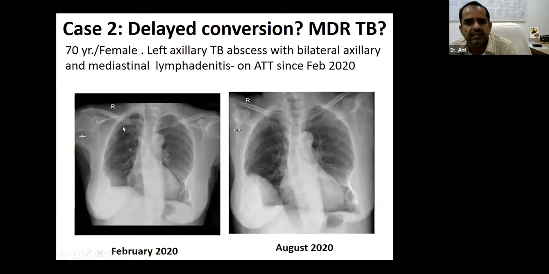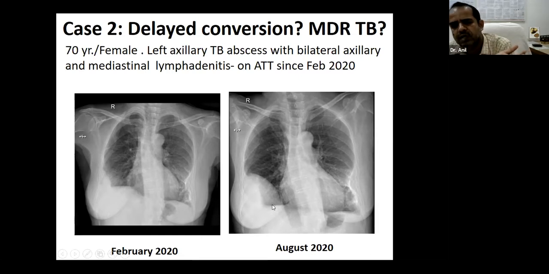Second case, a 70-year-old lady. She came with axillary adenopathy, an abscess, and mediastinal adenopathy in February 2020. You see there is pleural thickening here at the time of presentation, and a small pleural effusion here. We thought that while giving ATT for the lymphadenopathy, this would resolve. But in August 2020, she became worse.